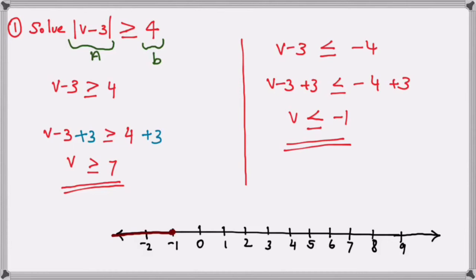And on the left hand side of this whiteboard, we got V greater than or equal to 7. Because it's greater than or equal to, it starts here, and this dot is a closed dot, not an open dot, meaning 7 is also included. Since it's greater than, it goes this way. So that's the graph.